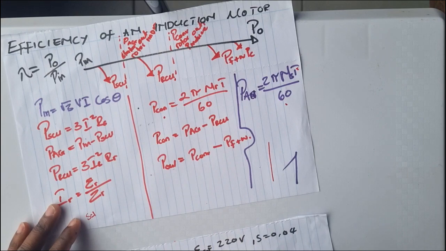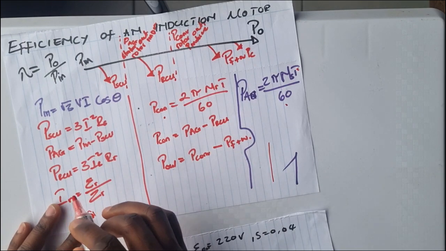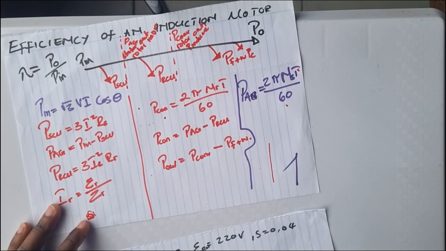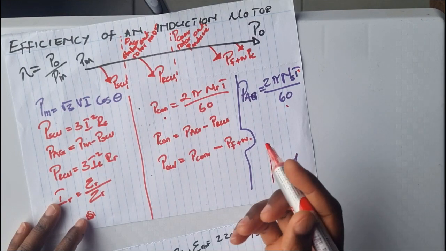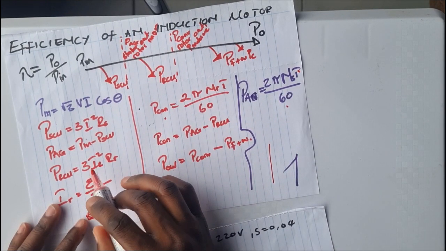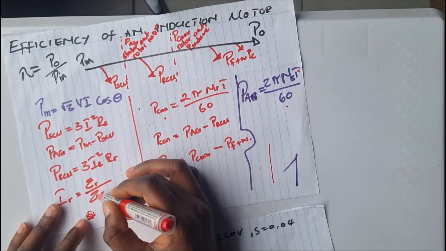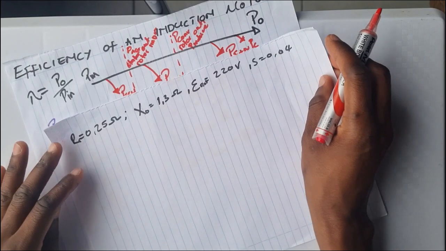Now to calculate IR, we know the difference: when the motor is at standstill, S is equal to 1, but when the motor starts to move, slip changes to a certain percentage. That means the frequency of the rotor is going to change as well. If the frequency changes, the EMF is going to change, and the reactance is also going to change.